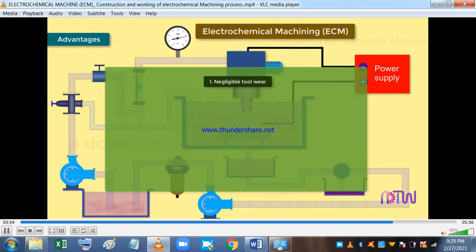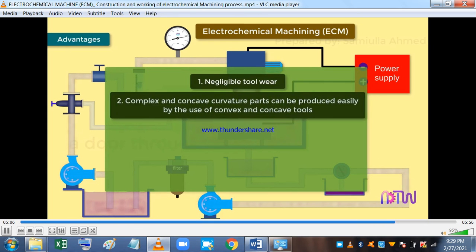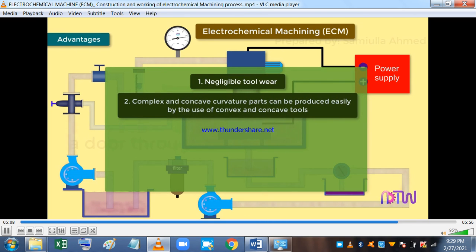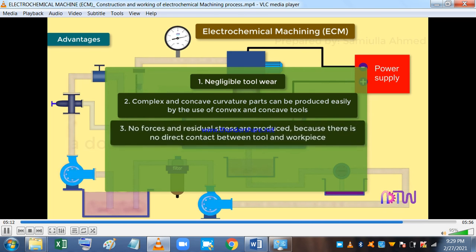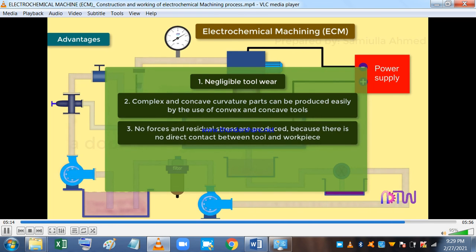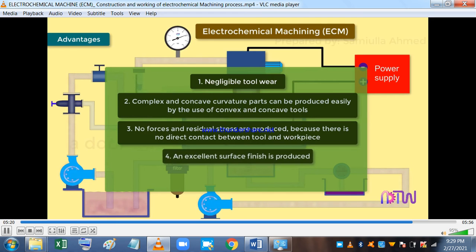Advantages. Negligible tool wear. Complex and concave curvature parts can be produced easily by the use of convex and concave tools. No forces and residual stress are produced because there is no direct contact between tool and workpiece. An excellent surface finish is produced. Less heat is generated.